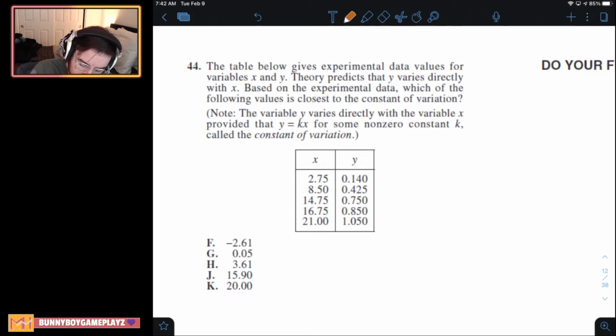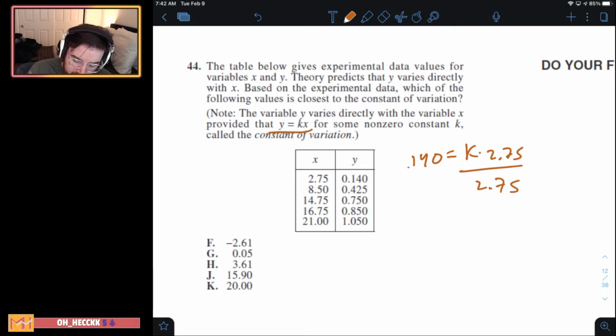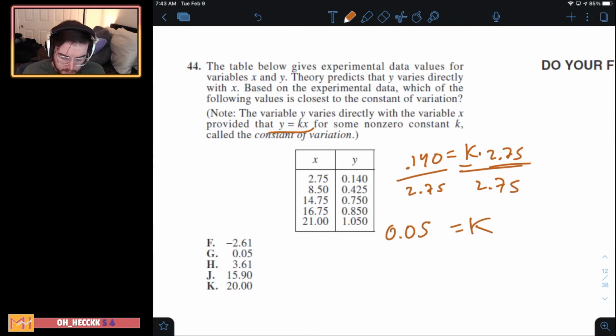If y equals 0.140 and x equals 2.75, simply solve for k, right? That's how I'm interpreting that, right? If this is the equation, k times x, we'll plug in x, plug in y, see what happens, right? This is 0.140, don't get your decimals mixed up. So 0.140 divided by 2.75 is 0.0509. It continues on forever, but the only real answer that makes sense is G.